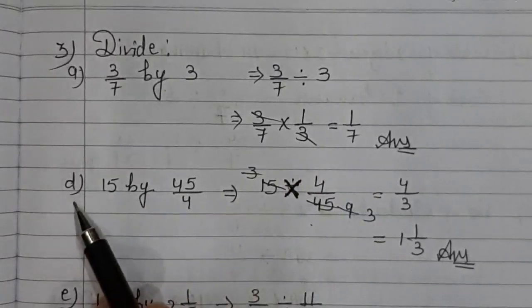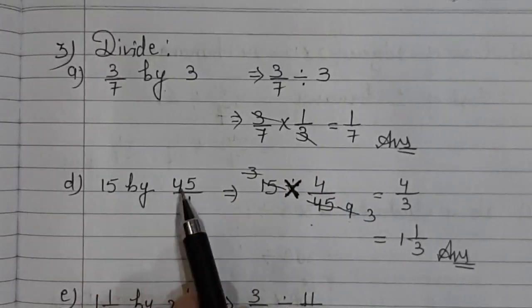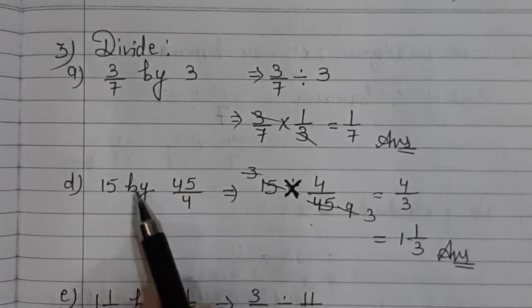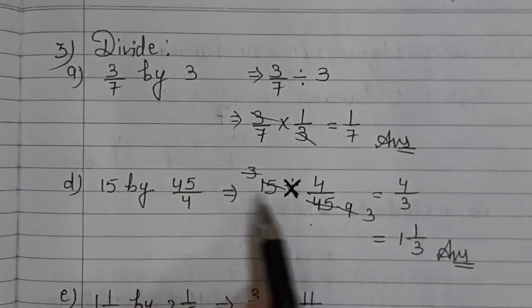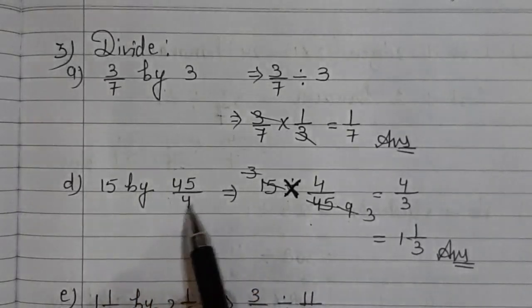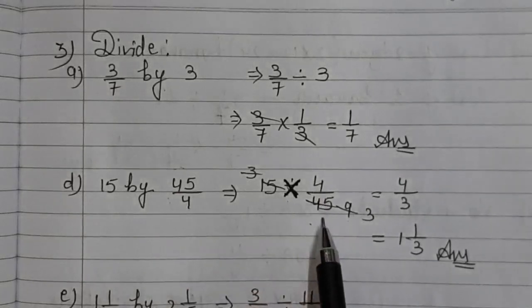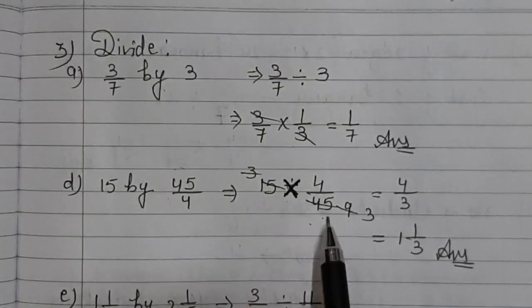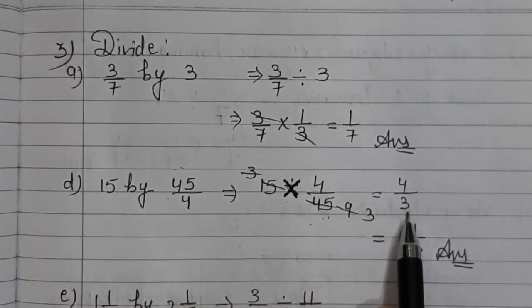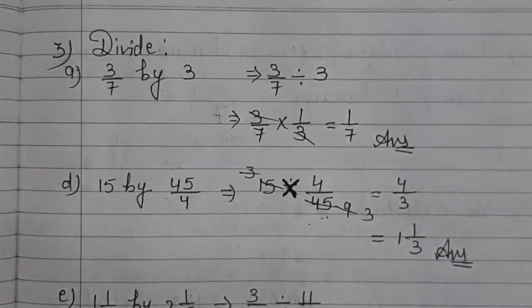Now come to D part. D part is 15 by 4 divided by 45 by 4. So when we convert the division sign into multiplication, we have to write the reciprocal of 45 by 4, that is 4 by 45. Cancel out. When we cancel, answer is 4 by 3. But don't leave your answer till here. We have to convert it into a mixed fraction. So it becomes 1 whole 1 by 3.